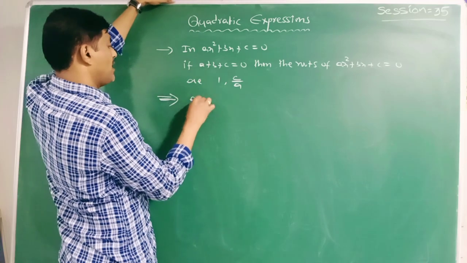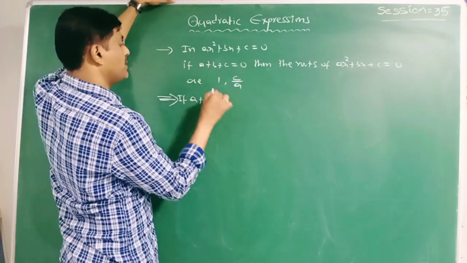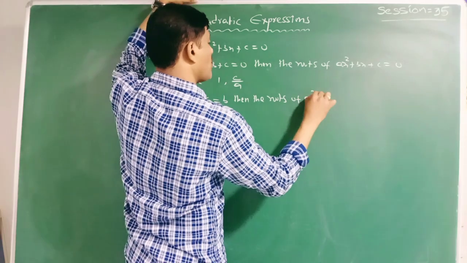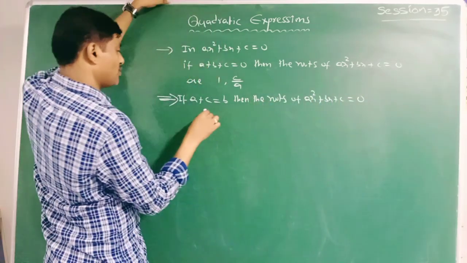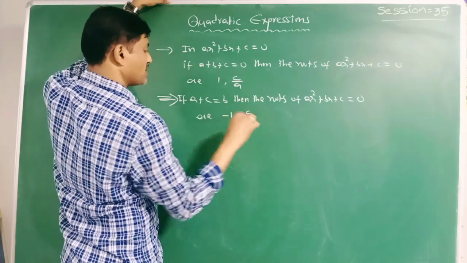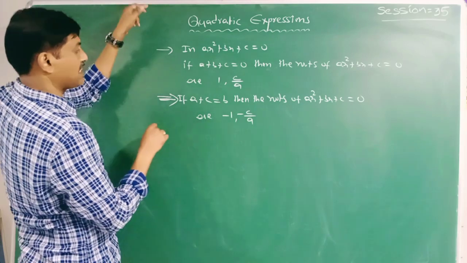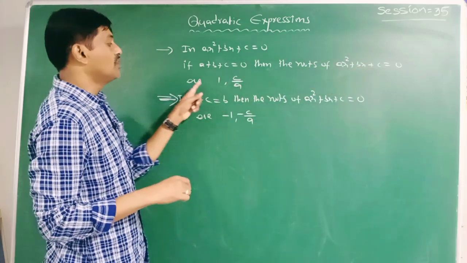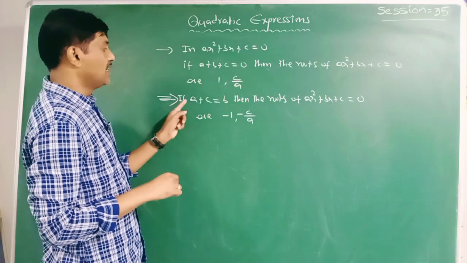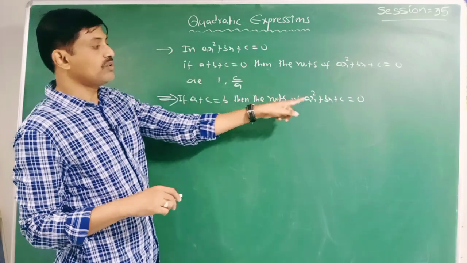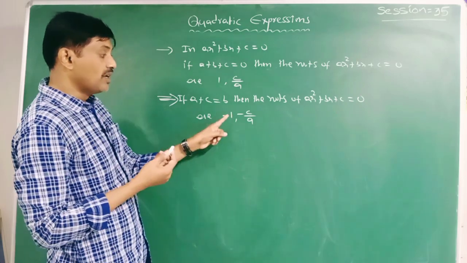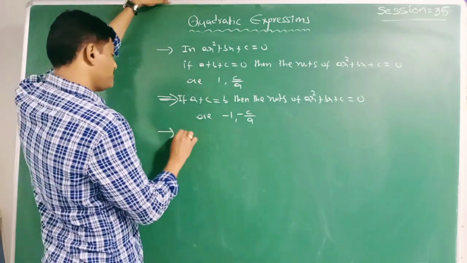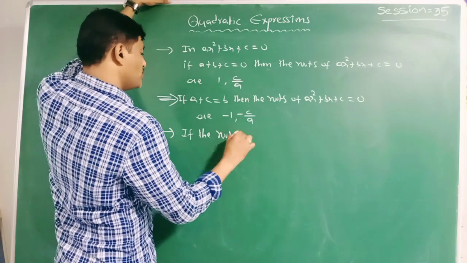Next one is, if a + c = b, then the roots of ax² + bx + c = 0 are minus 1 comma minus c/a. As the sum of the coefficients is 0 in ax² + bx + c = 0, our required roots are 1 comma c/a. If a + c is equal to b, then the roots of ax² + bx + c = 0 are minus 1 comma minus c/a.